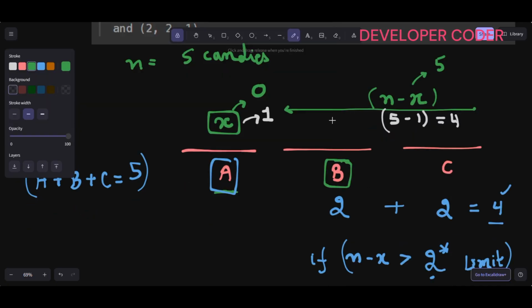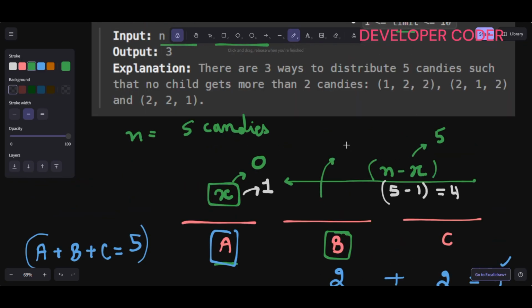So tell me, in this n minus x, n minus x is the value, right? In this n minus x, the value is coming out as 4. Can I place 4 here? No, I can't place 4 here. I'm talking about just n minus x. If I decide to place n minus x, can I place 4 here? No. Can I place 3 here? No, because this is greater than the limit, right? So I can place 2 here. 2 is possible, right? I can place 2 here.